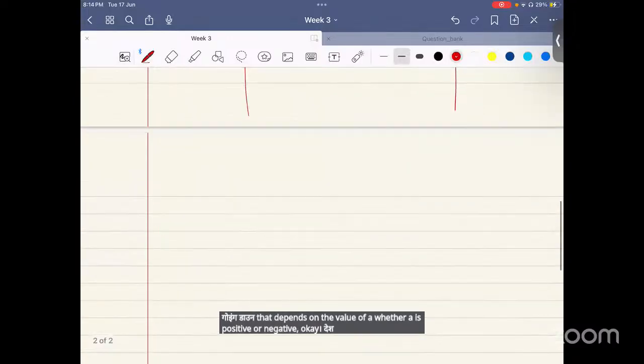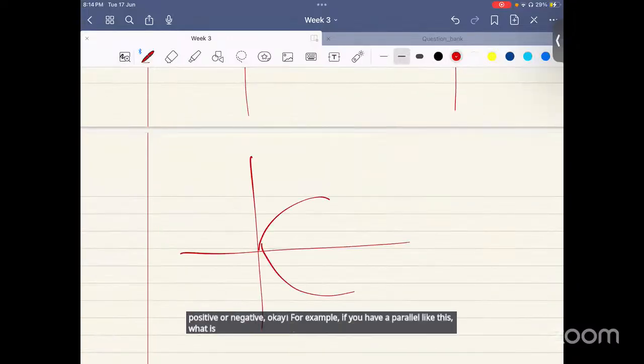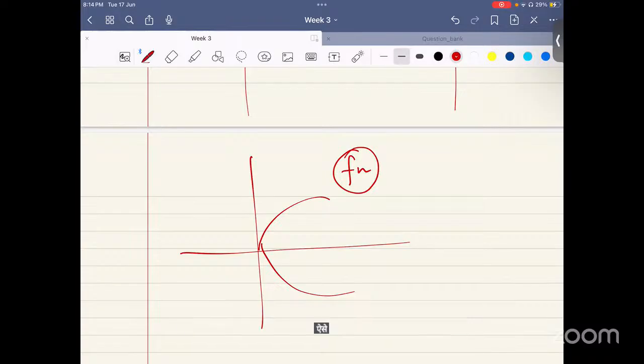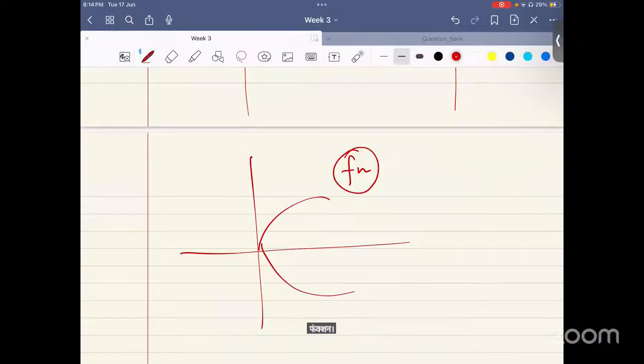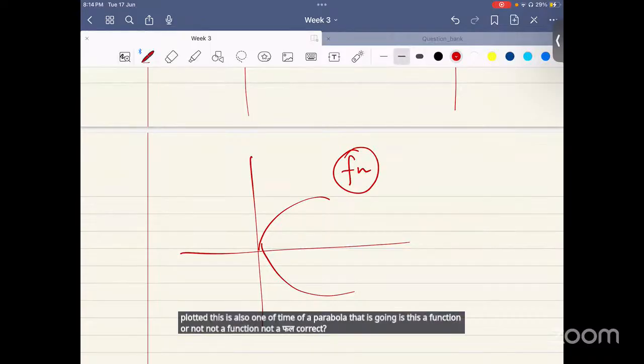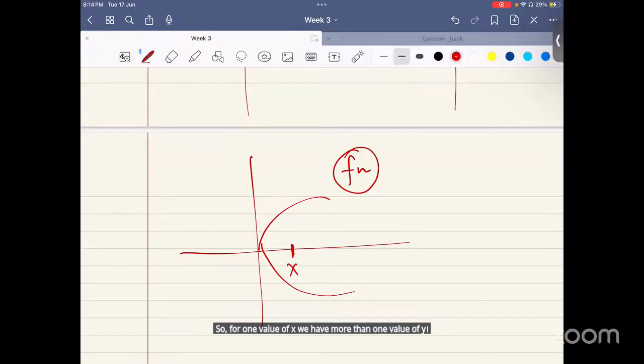Let's, for example, if you have a parabola like this, going rightward, what do you think, is this a function or not? It's not a function. It will cut off. Correct, for one value of x, we have more than one value of y. It fails the vertical line test. Yeah, that's absolutely right.